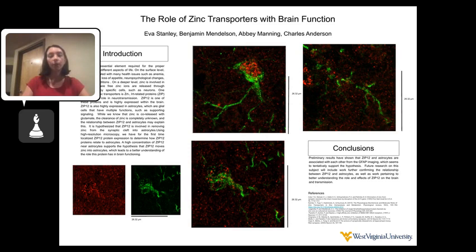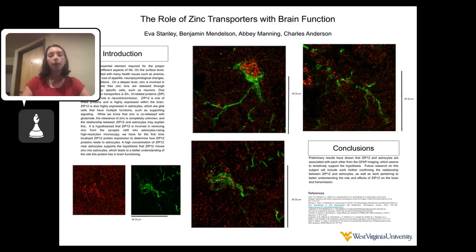Additionally, zinc is involved in signaling, where free zinc ions are released through transporters by specific cells such as neurons. ZIP12 is one of these transporter proteins and is highly expressed within the brain, as well as in astrocytes, which are glial cells that have multiple functions, like supporting signaling.